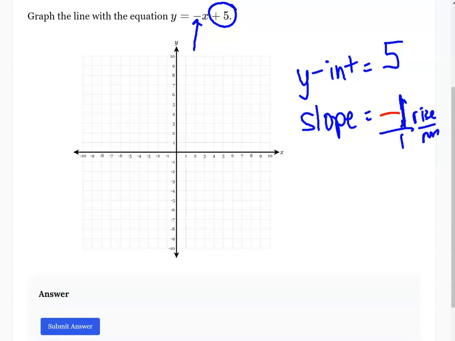So with my mouse, I'm going to click the y-intercept at 5, and then from there, I'm going to rise -1 and run +1.